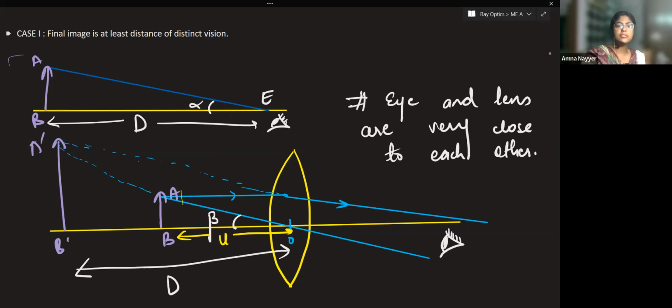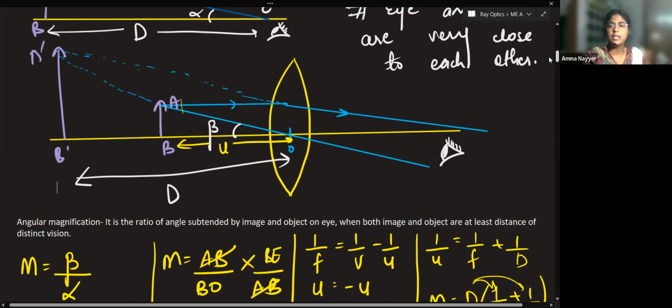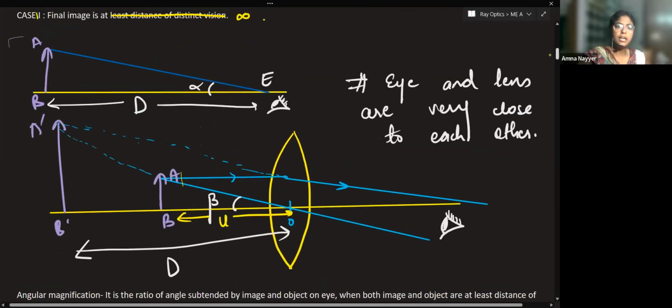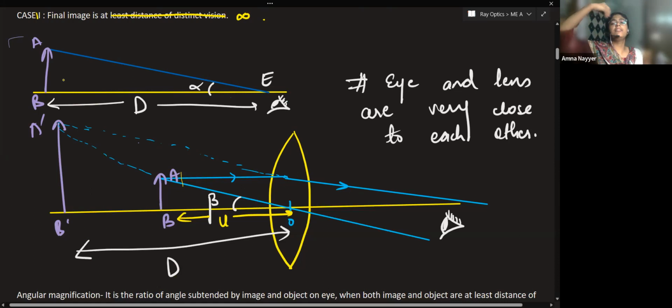Final image is formed at infinity. That will be your case 2. Make this heading. Now see here what will be the difference. The angle subtended by the object will still be alpha, because even if the final image is formed at infinity, if I keep the object like this, the least distance of distinct vision will remain the same always. So this case will remain the same.